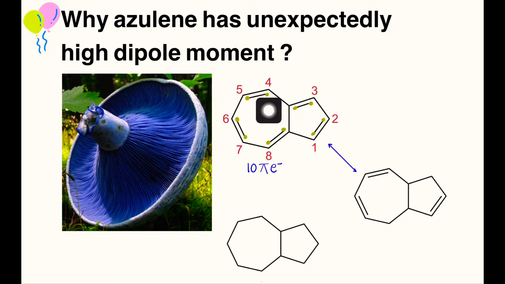Distribution of these pi electrons between the two rings generates an aromatic system. Let me explain how. We will concentrate on these two pi bonds. Since they are alternate, there will be pi-pi conjugation. So this pi bond will shift there and this pi bond will shift onto this carbon, and it will generate an aromatic system like this. There will be a positive charge on carbon number 8 and a negative charge on carbon number 3, and a double bond will be introduced in the middle. This is the resonating structure of azulene.